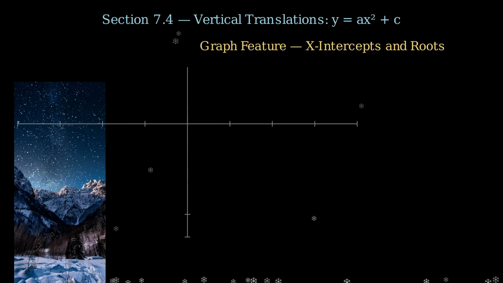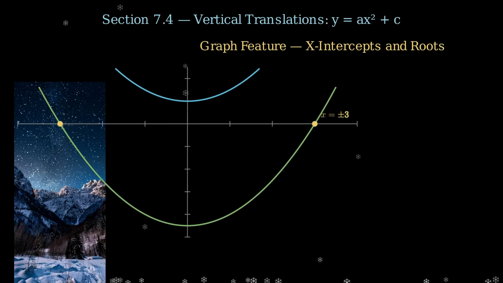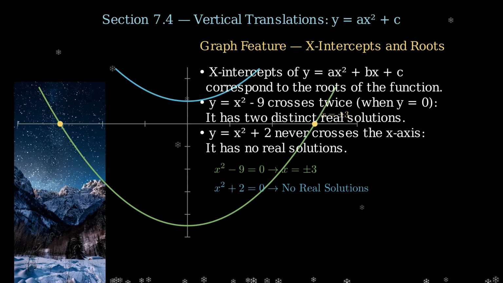An important property of these graphs is how they cross the x-axis. The points where the graph crosses the x-axis are called the x-intercepts or roots. For example, y equals x squared minus 9 crosses the x-axis at exactly plus or minus 3. However, the graph y equals x squared plus 2 never crosses the x-axis at all, because the equation x squared plus 2 equals 0 has no real solutions.